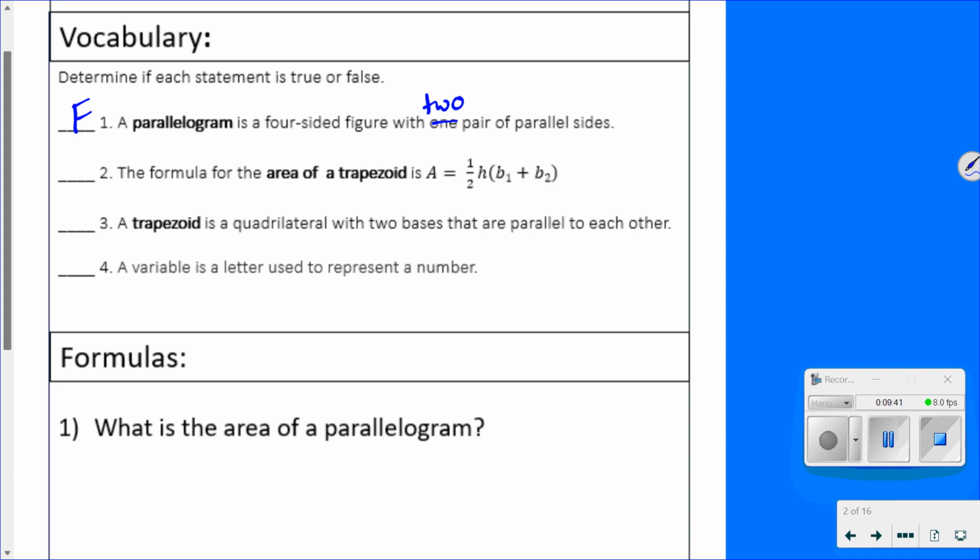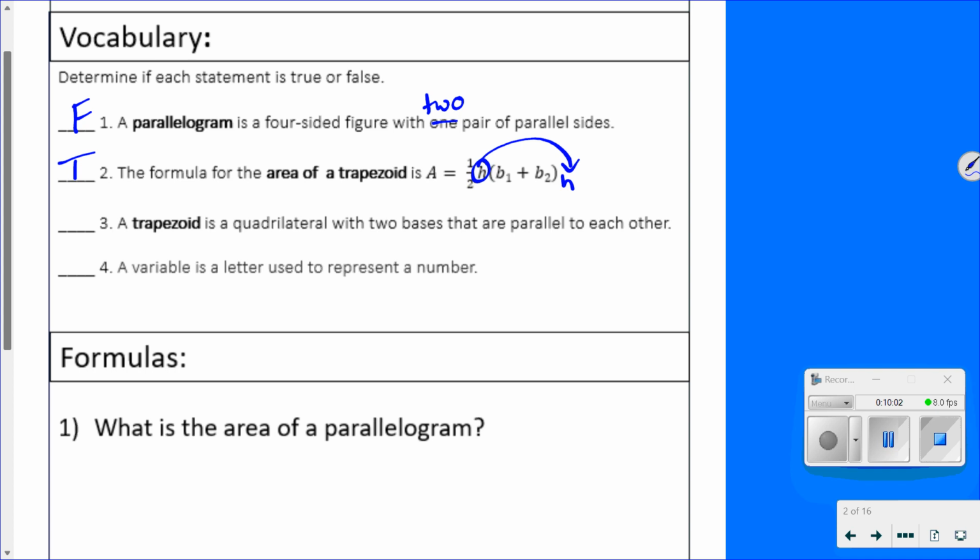It is true. Listen. It does not matter where your height goes in the equation. The height could go right next to the 1/2, or it could go on the other side. It does not matter. It's interchangeable. Okay? So it is true.